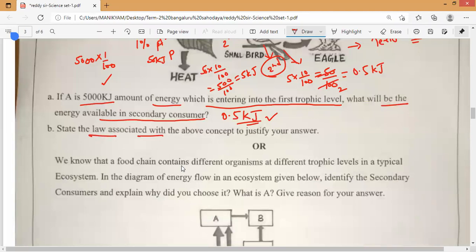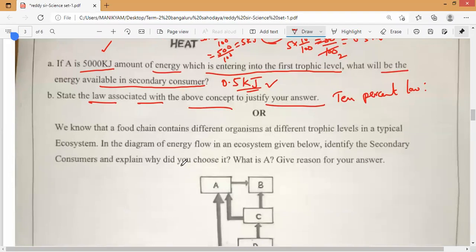State the law associated with the above concept and justify your answer. What is this law called, anybody? What is this law called? 10% law, yes or no? So that is what you have to remember. According to this law, only 10% of the energy entering a particular trophic level of organisms is available for transfer to the next higher trophic level. I have already given the definition of the 10% law. If you write the definition, you will get the mark. So the energy available from one trophic level to the next is only 10% of its total energy. That is what we call the 10% law.